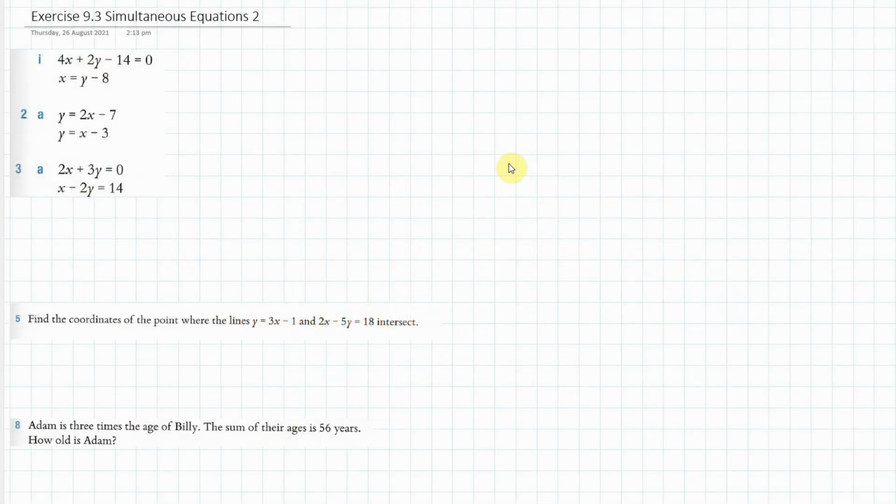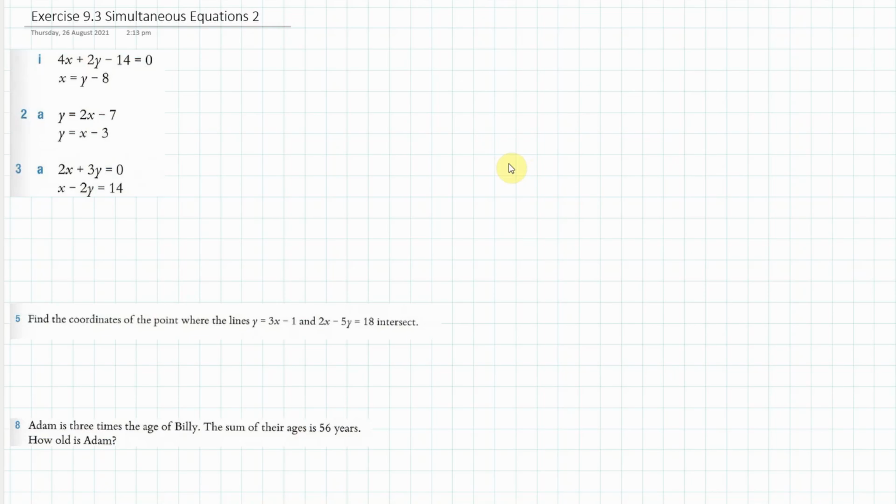Welcome IGCSE students. Today we're going to look at simultaneous equations. I think in the past we've talked about the elimination strategy. Today we're going to look at the substitution strategy. So I'm going to do a few examples for you on this. Let's look at this first one here.